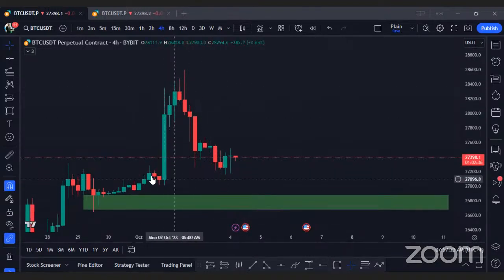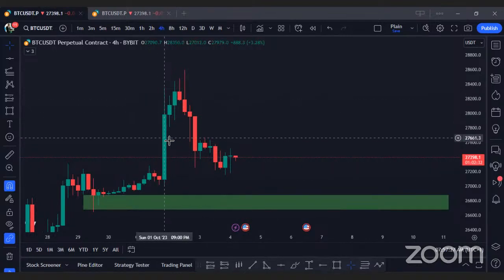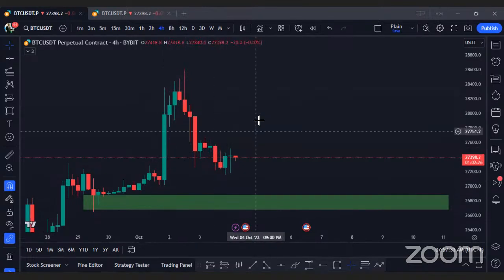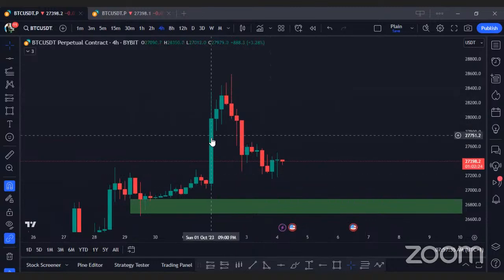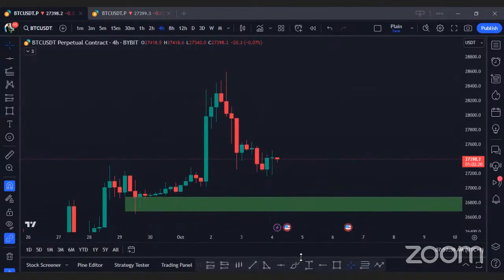To come and mitigate that area. Remember, when this move happened, it created a fair value gap here, right? Imbalance and all of that, those terminologies that you might have heard online, okay? So it created an imbalance here. So it would definitely come and mitigate that area. And that is exactly what you're seeing here.